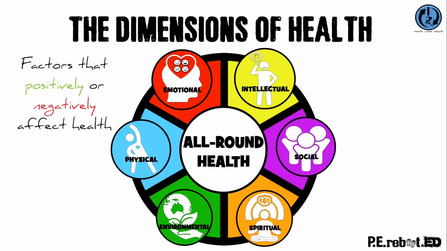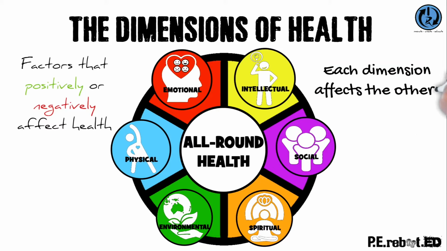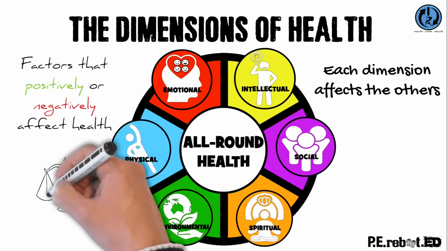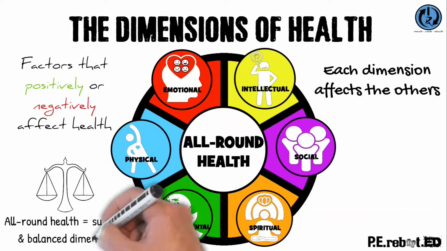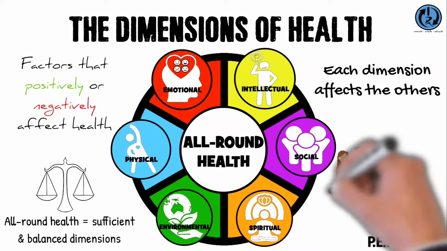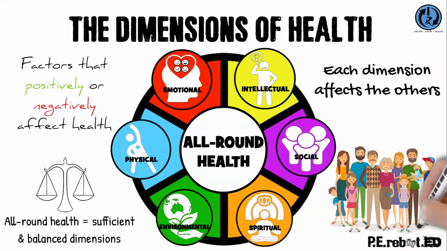The 6 dimensions of health are also interdependent. This means that each dimension affects the others. All-round health is attained only when all dimensions of health are sufficient and balanced. A healthy individual may experience a sense of wholeness and fulfillment in their lives. People who can gain and maintain optimal all-round health are much more likely to live long, happy, and productive lives.